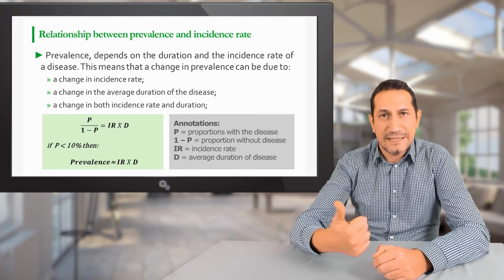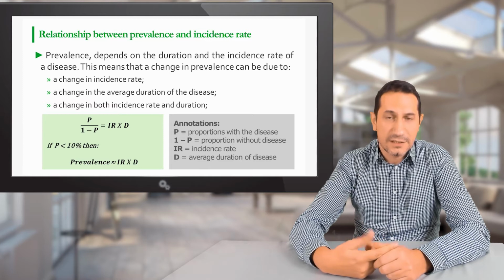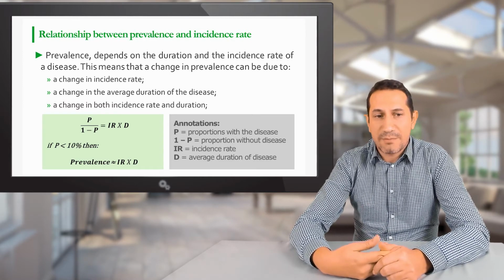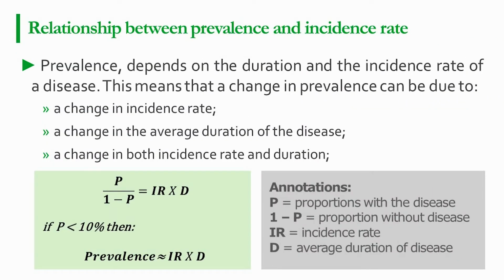One is the incidence, and the other is the duration of a disease. So a change in prevalence could come because of a change in the incidence rate, because either higher or lower, it would also affect the prevalence. A change in the average duration of a disease, so a disease could be longer or shorter depending on different factors, would also affect the prevalence. And then a change in both incidence and duration, of course, would affect the prevalence of a disease.